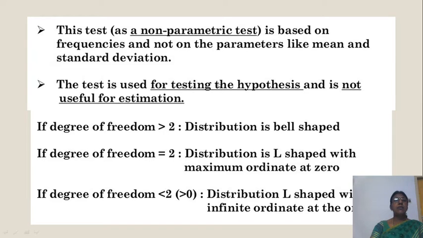The test is used for testing hypothesis and is not useful for estimation. Only testing hypothesis, not useful for estimation. If degree of freedom is greater than 2, the distribution is bell-shaped. If degree of freedom is 2, the distribution is L-shaped with maximum ordinate at 0. If degree of freedom is less than 2, the distribution is L-shaped with infinite ordinate at the origin.